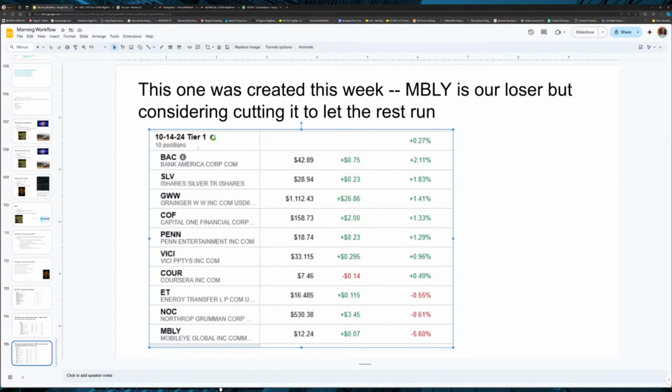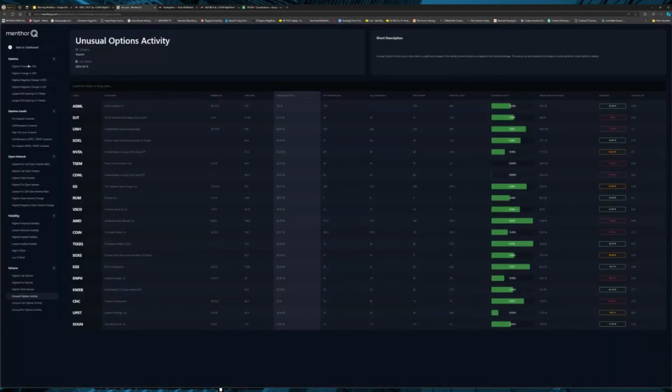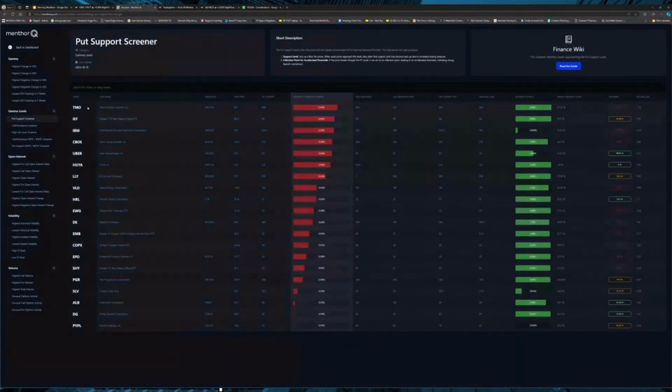And the way that I find these stocks is with the MenthorQ screener, which updates once a day in the evening. I'll go through this, I would say, every day or every other day, looking for good values in the put screener. You just click put screener. I like this screen because it tells you right away what the spot price is and how close that is to put support.